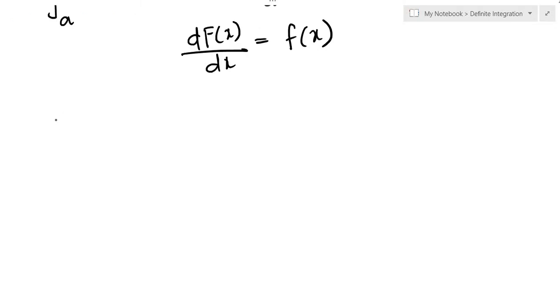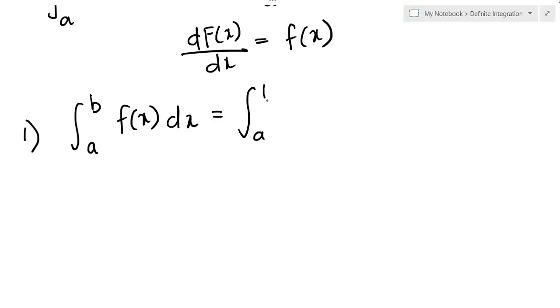Now there are some properties of definite integrals. The first property goes like this. Say you have an integral from a to b of a function f of x dx. This is the same thing as the integral from a to b of f of t dt. So this is saying that it doesn't matter what variable you're integrating with, as long as the argument and the differential have the same variable, and your limits, your upper and lower bounds, are the same.